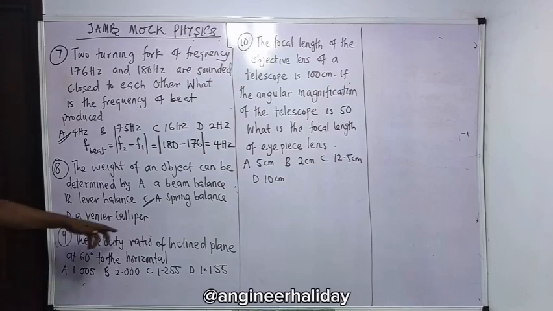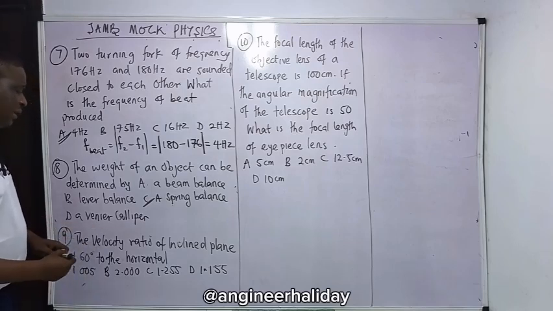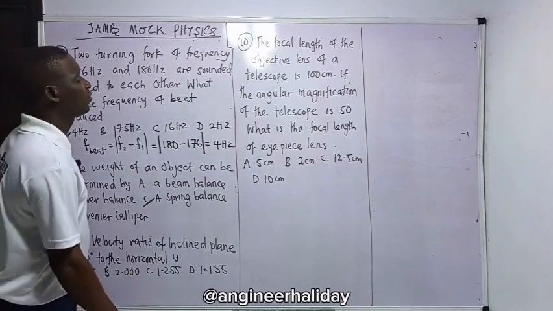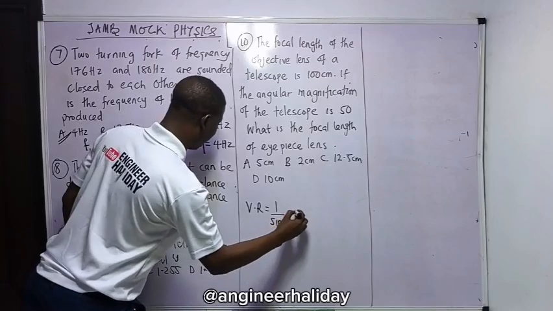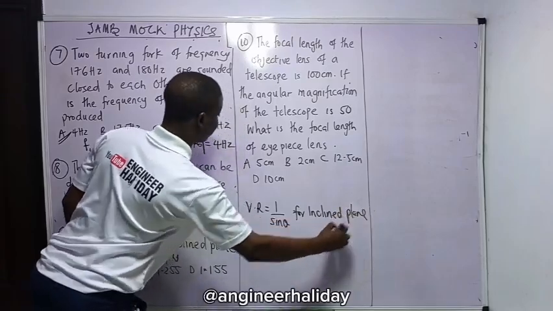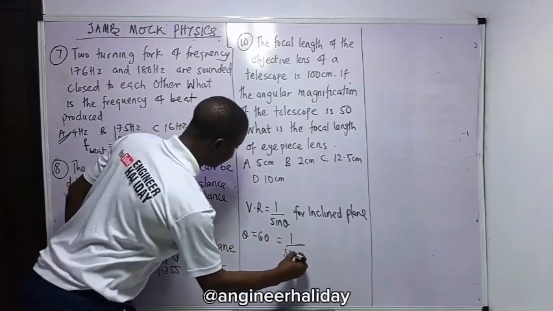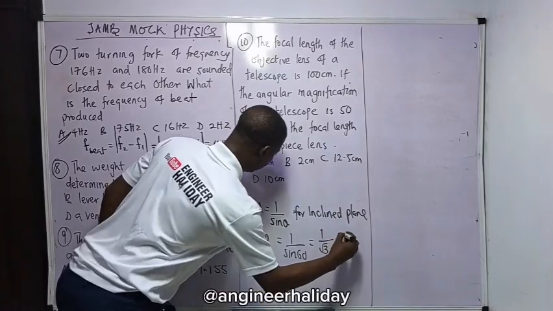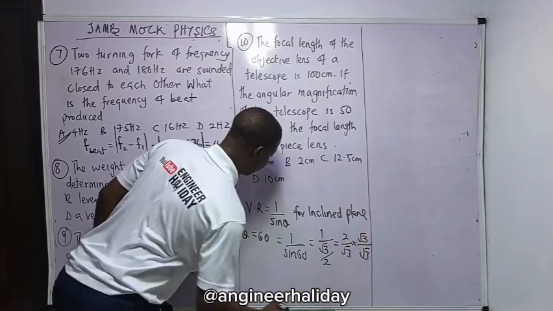Let's go to the next one, number 9. The velocity ratio of an inclined plane at 60 degrees to the horizontal is dash. Now the velocity ratio formula: velocity ratio is equal to 1 over sine theta for an inclined plane. So if you know the formula, it is already solved. What they gave us is theta equals 60. So I will have 1 over sine 60, which will give us 1 over root 3 over 2. And this is what? 2 over root 3.